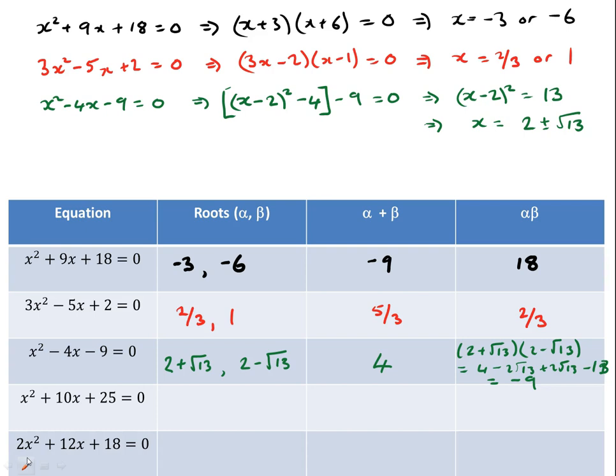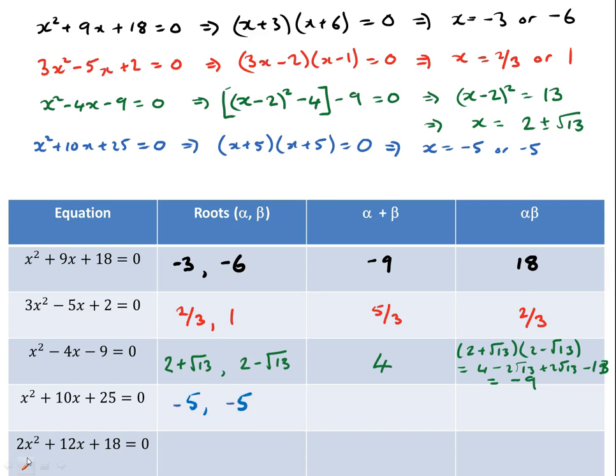For the equation x squared plus 10x plus 25 equals 0, I've got a factorisation of x plus 5 times x plus 5 equals 0. So I have got a repeated root of minus 5. So the roots in this case are minus 5 and minus 5. The sum of the roots is minus 10. The product of the roots is 25.